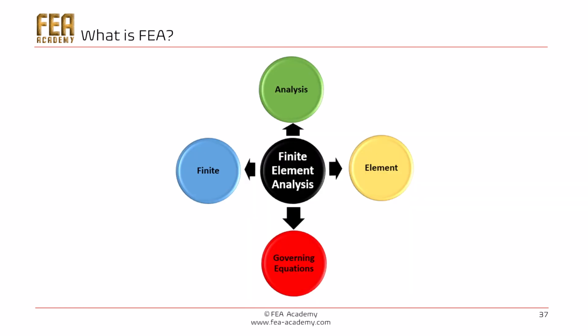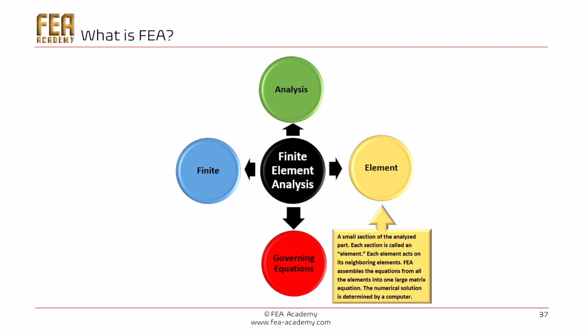Finite element analysis is based on the following four key points. The first is the elements. What is an element? It's a small section of the analyzed part. Each section is called an element, and it is the result of the discretization of the machine. Each element acts on its neighboring element. FEA assembles the equations from all the elements into one large matrix equation. And the numerical solution is obtained by a computer solving this large matrix equation.